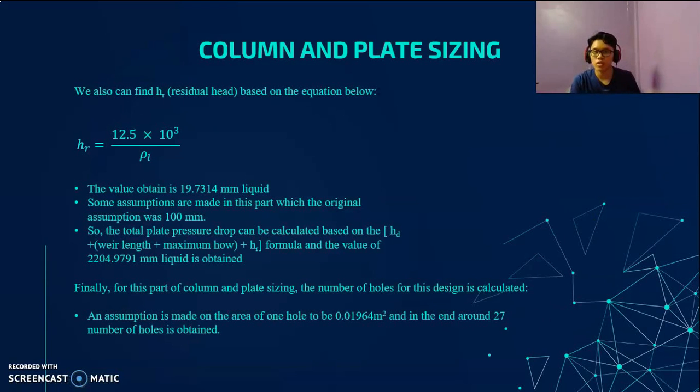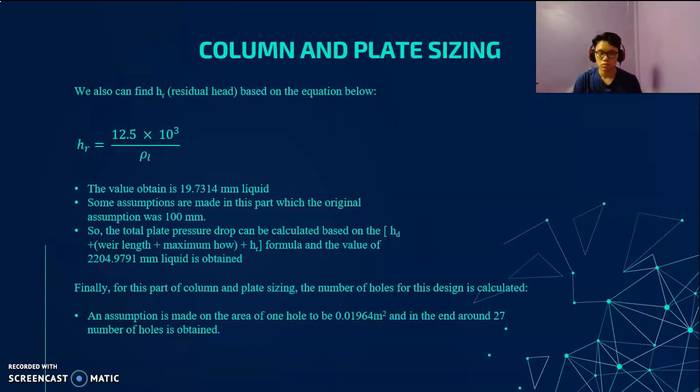Next, we can also calculate the residual head based on the equation below. HR equals 12.5 times 10 to the power of 3 over rho L, where rho L is the density of liquid. So the value obtained is 19.73 millimeter liquid. We make an assumption of the original, which is 100 millimeter.